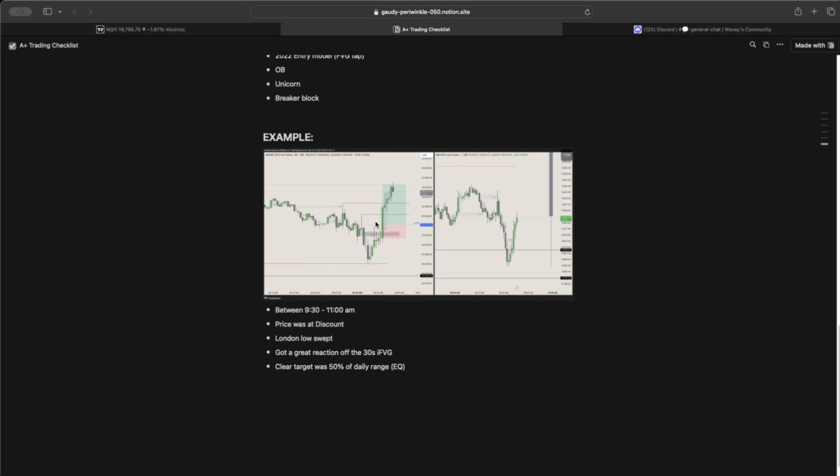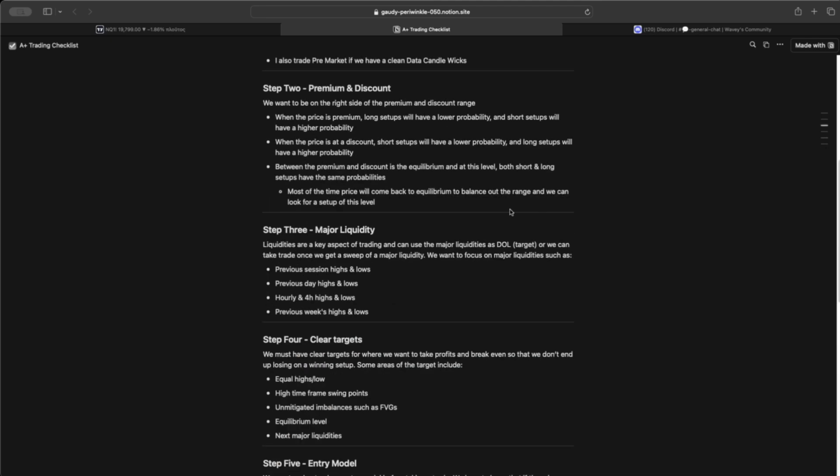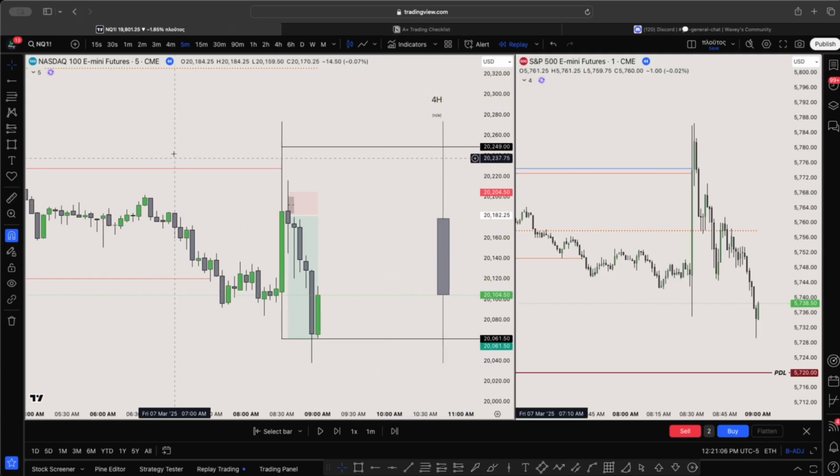So this is the A+ checklist because we swept the major liquidity, we were in discount, we were inside my kill zone, and we got a great reaction, a good entry model here, and then we have a clear target. So that's the A+ checklist, right? So let me show you an example from today.